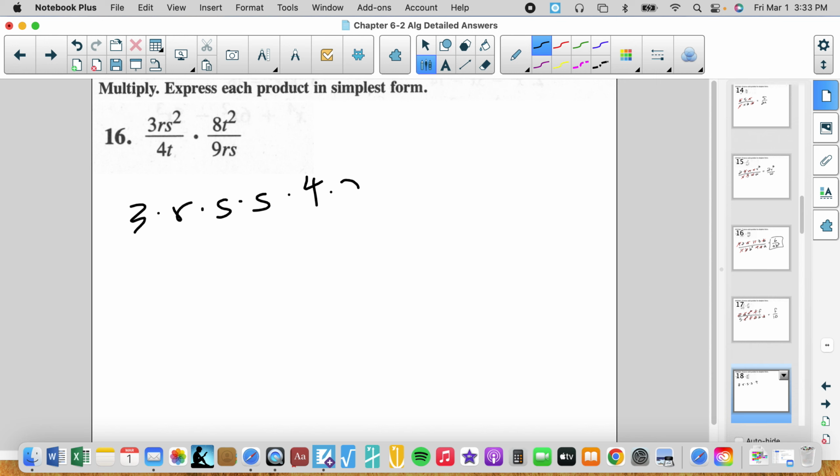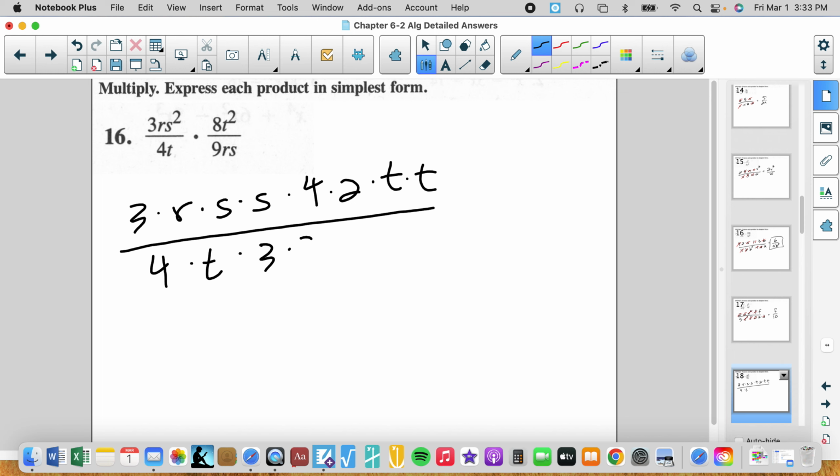3 times r times s times 4 times 2 times t times t over 4 times t times 3 times r times s. The 3 cancels, the 4 cancels, one of the s's cancel, one of the t's cancel, the r cancels, and nothing else. So we're left with 2st over 3.